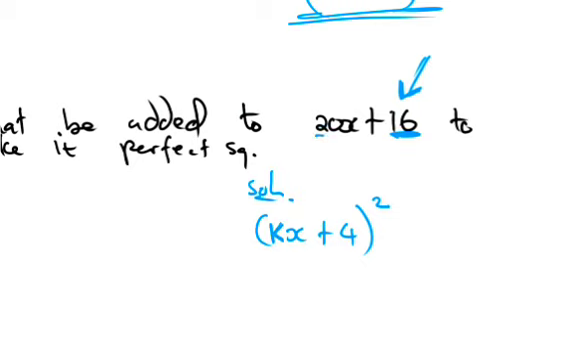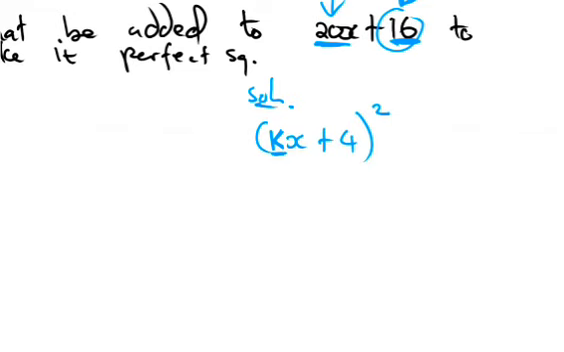If you go halfway, the constant is the square of half of that number. So we make a constant in front of our variable.